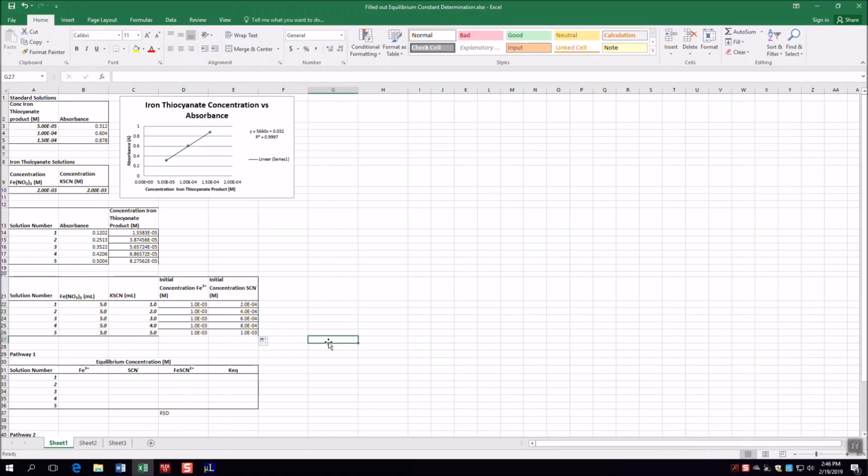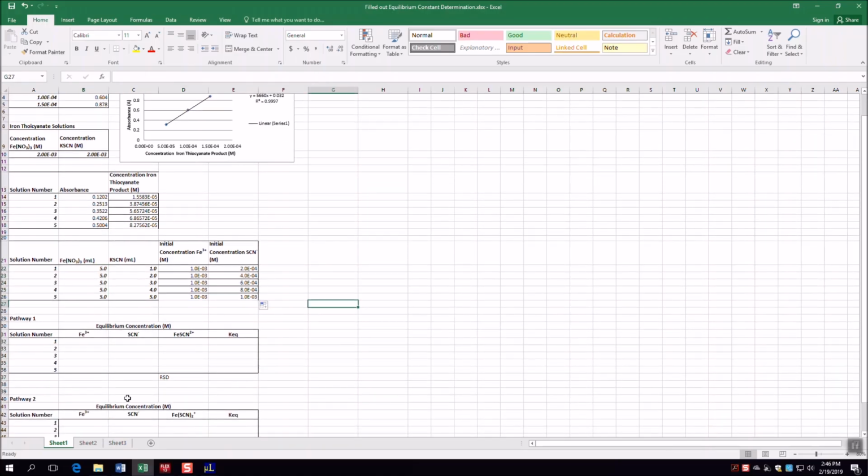So now we need to actually solve for our equilibrium constant. In order to solve our equilibrium constant, we need to find each of our equilibrium concentrations. The easiest one to do that for is the iron thiocyanate, because we've already calculated that concentration here. So we can just click on that cell, and then when we drag down, it'll take each of the values from each of these cells. You'll notice that it rounded a little bit, which is okay.